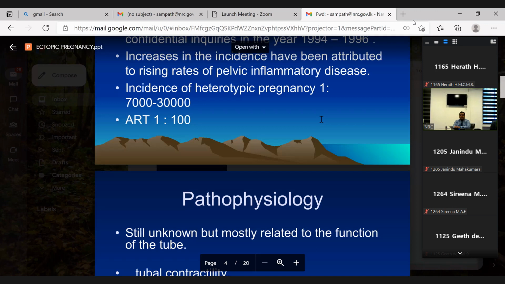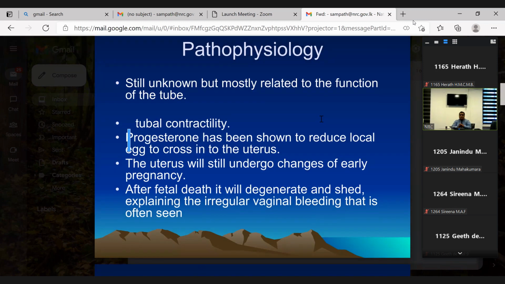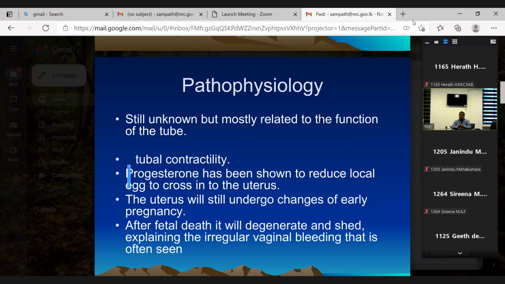Okay, now wake up, right? No one knows the pathophysiology, but it's said to be related to tubal motility, tubal contractility. We give certain drugs, like after intrauterine insemination, we put the patient on progestogens, right? These progestogens can cause a reduction in tubal motility. So the egg comes and the sperm interacts and fertilization takes place. Because of the lack of tubal activity, the fertilized embryo may remain inside the tube.